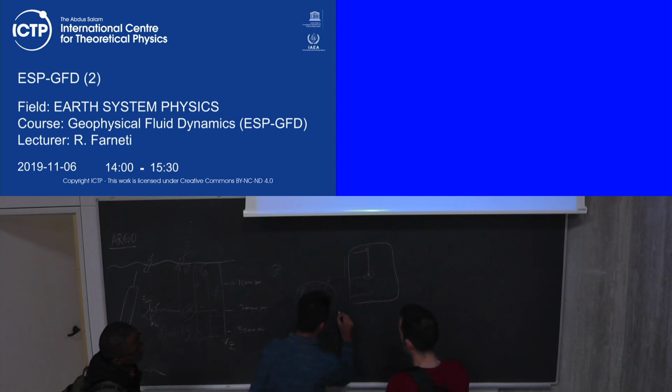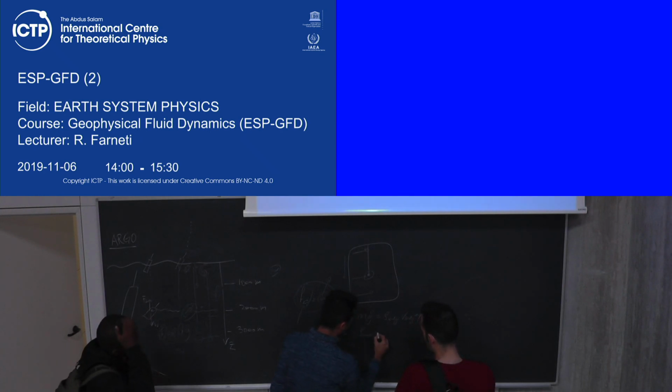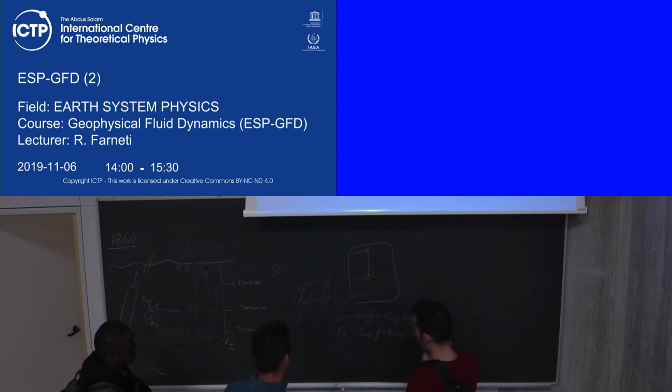For example, your weight is mass times g, which is rho of body times volume of your body times g. And the buoyancy force is rho of water that you displace times g times the volume that you displaced. So to find out your position, we can subtract.